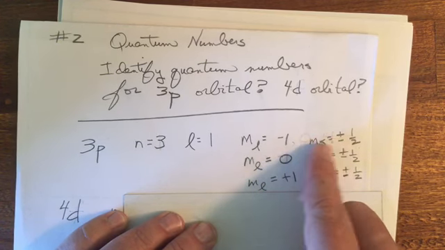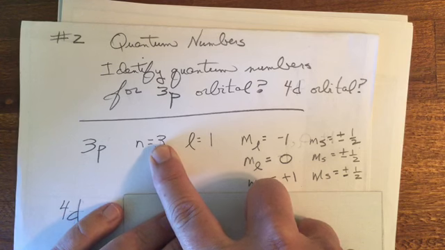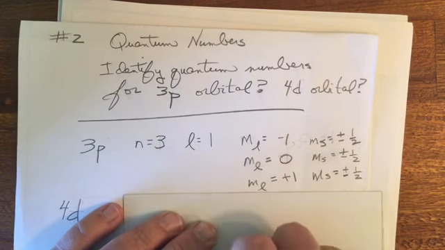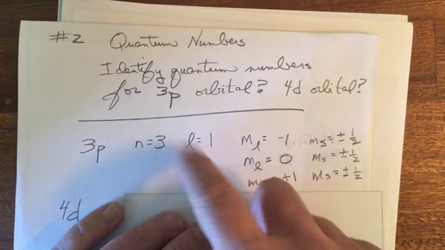So one set of quantum numbers for the 6 electrons in the 3p level is 3, 1, minus 1, plus 1/2. Another one is 3, 1, minus 1, minus 1/2. The next one would be 3, 1, 0, plus 1/2. Next one, 3, 1, 0, minus 1/2. And the last two would be 3, 1, plus 1, plus 1/2, or 3, 1, plus 1, minus 1/2.